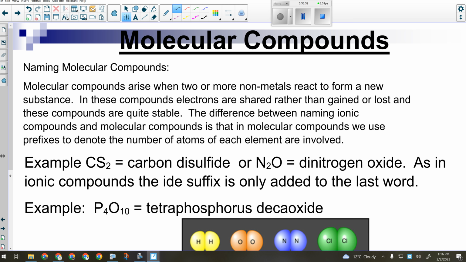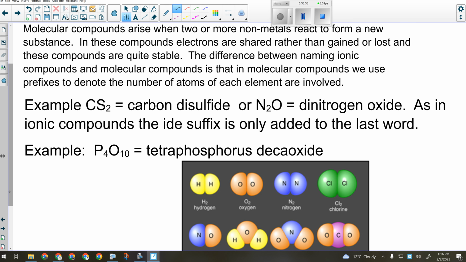So the naming goes pretty much the same. We name them from left to right. So if I had CS2, that would be carbon disulfide. So I name the first thing, carbon, first, and then I name the second one second, okay? And I put in any prefixes that are necessary.